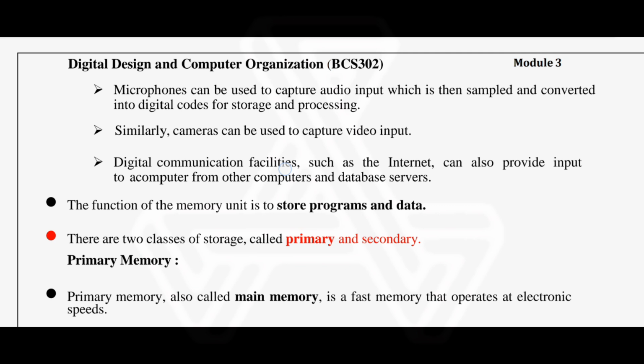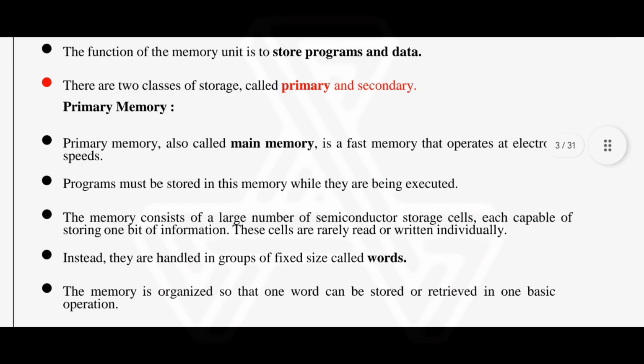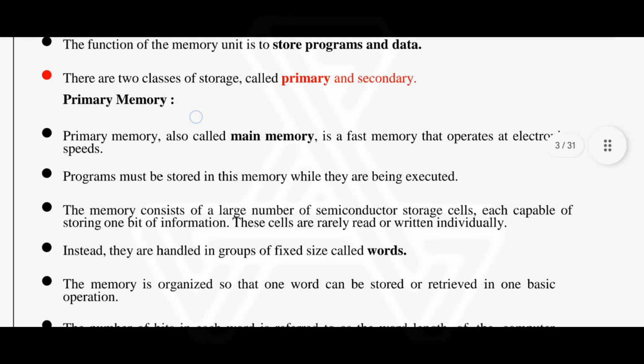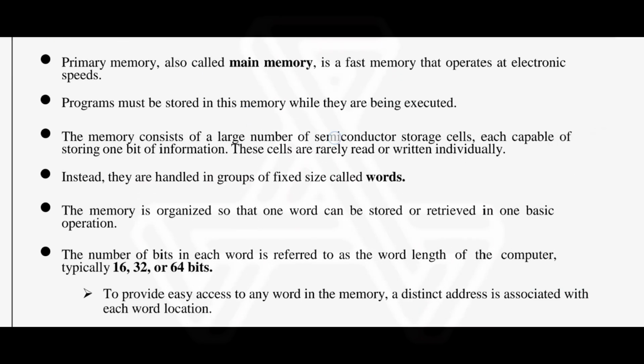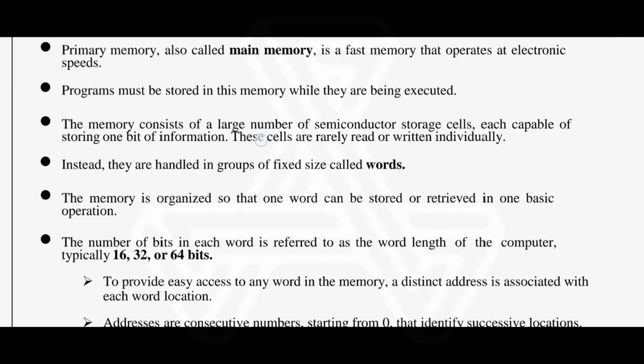The function of the memory unit is to store programs and data. There are two classes of storage called primary and secondary. Primary memory, also called main memory, is a fast memory that operates at electronic speeds. Programs must be stored in the memory while they are being executed. The memory consists of a large number of semiconductor storage cells, each capable of storing one bit of information. These cells are rarely read or written individually. Instead, they are handled in groups of fixed size called words. The memory is organized so that one word can be stored and retrieved in one basic operation.